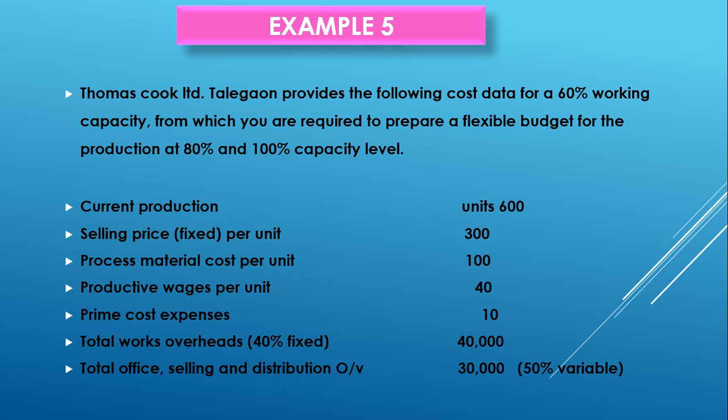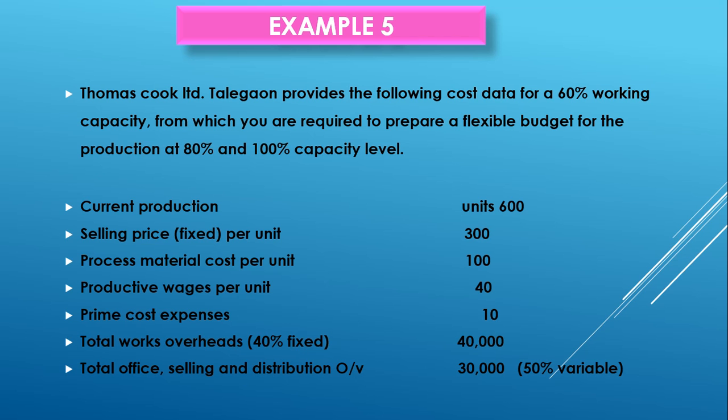Thomas Cook Limited, Tadagaon provides the following cost data for a 60% working capacity, from which you are required to prepare a flexible budget for the production at 80% and 100% capacity level. There has been given current production units 600, selling price per unit 300, process material cost per unit 100, productive wages per unit 40, prime cost expenses 10, total works overheads 40%, fixed 40,000, and total office selling and distribution overheads 30,000, and thereunder 50% is variable.